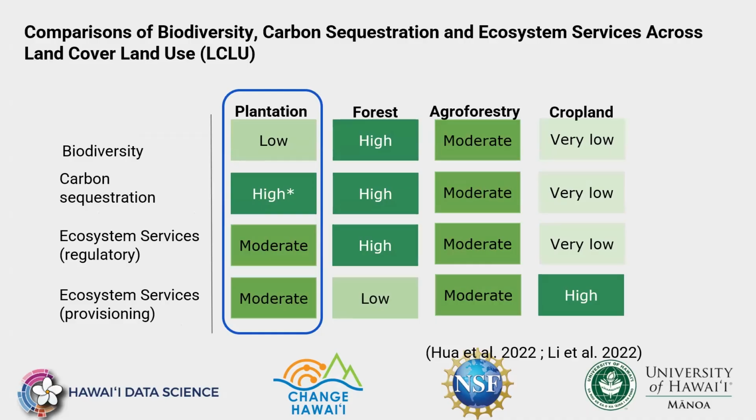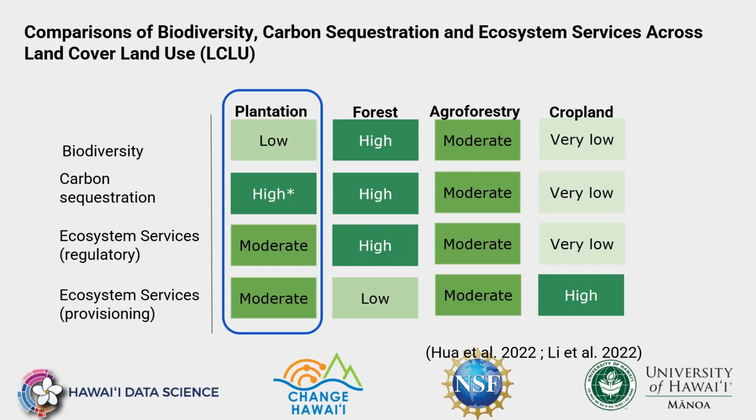If we compare biodiversity, carbon sequestration, regulatory ecosystem services, and provisional ecosystem services among the different kinds of land use land cover like plantation, forest, agroforestry, cropland, a study suggests that plantation has very low biodiversity. On carbon sequestration, initially it has high carbon sequestration potential, but when the plantation matures, it falls down. So yes, it has significant impact on natural systems.